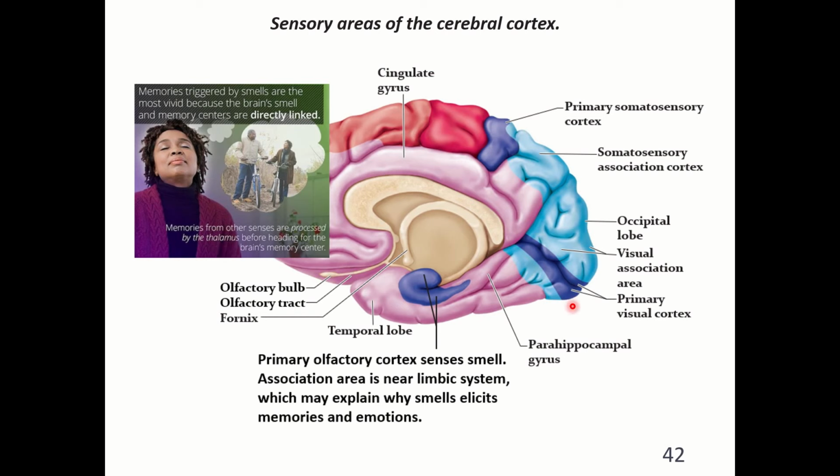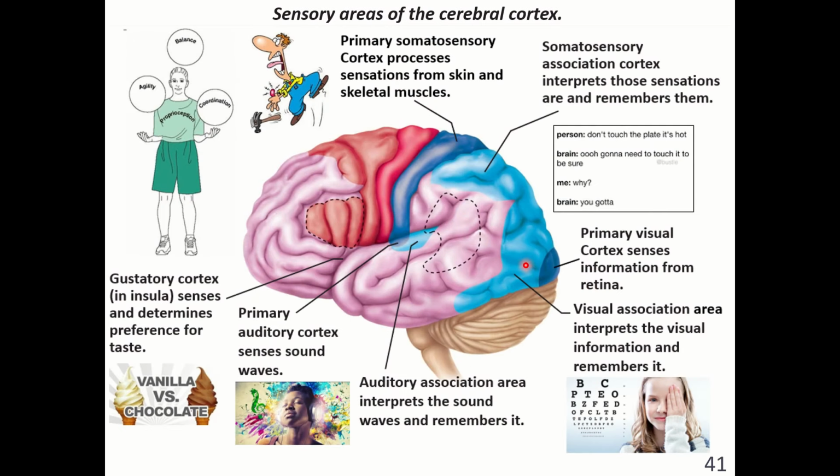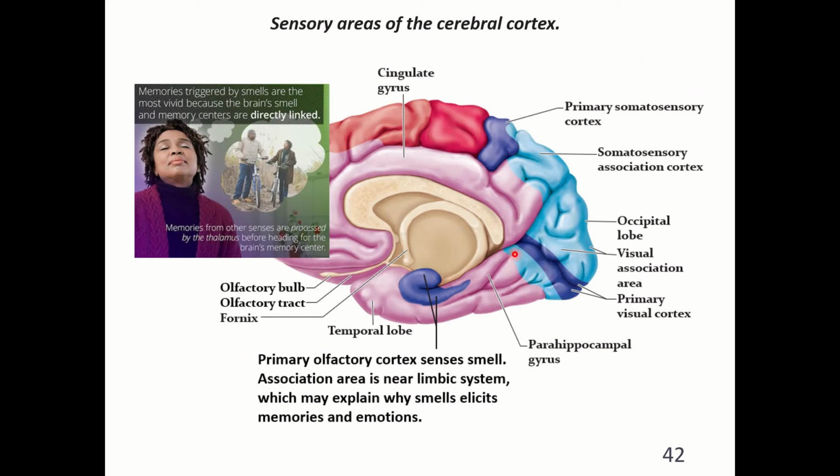I like this illustration as well because it shows the interior of the primary visual cortex and the visual association areas. So it is much larger than what it appears on the outer surface of the brain. Sight is our predominant sensation. 70% of our sensory neurons are devoted strictly to vision.